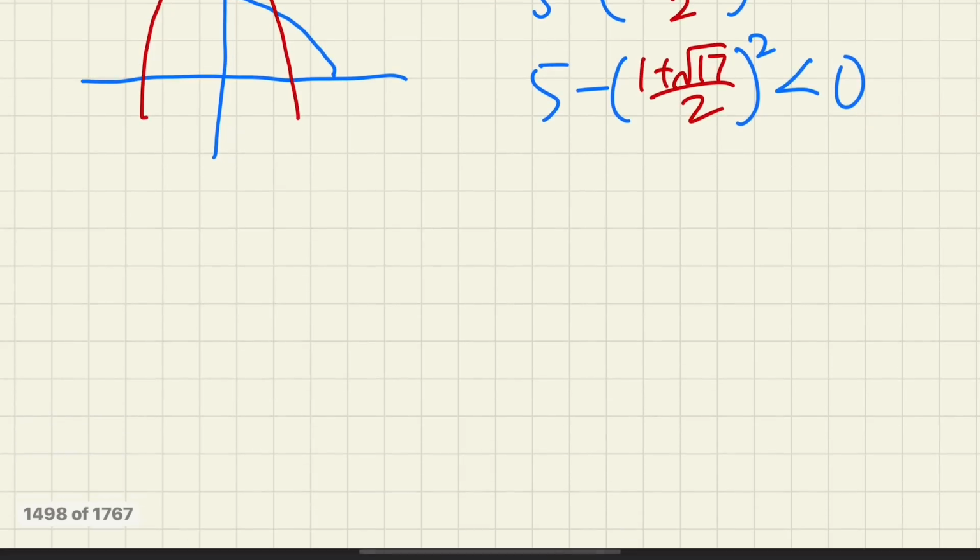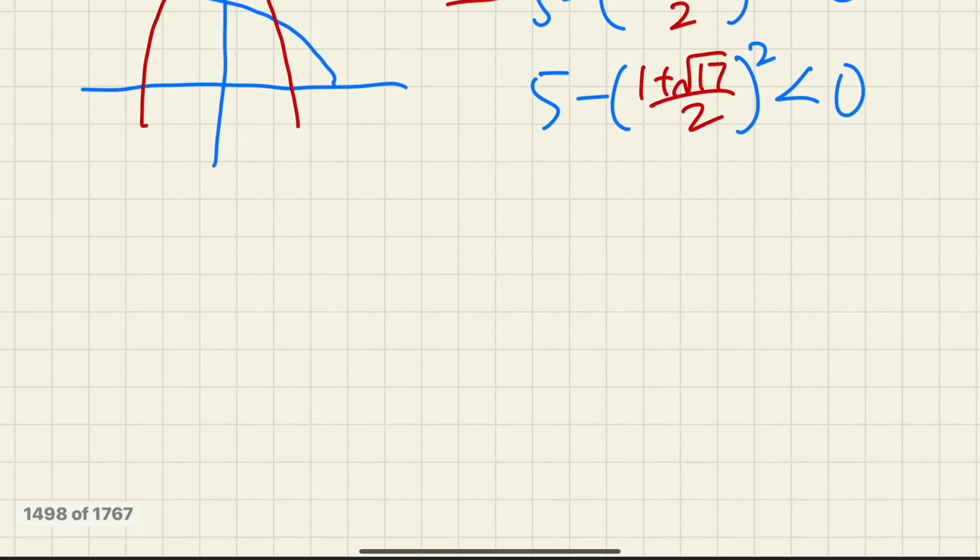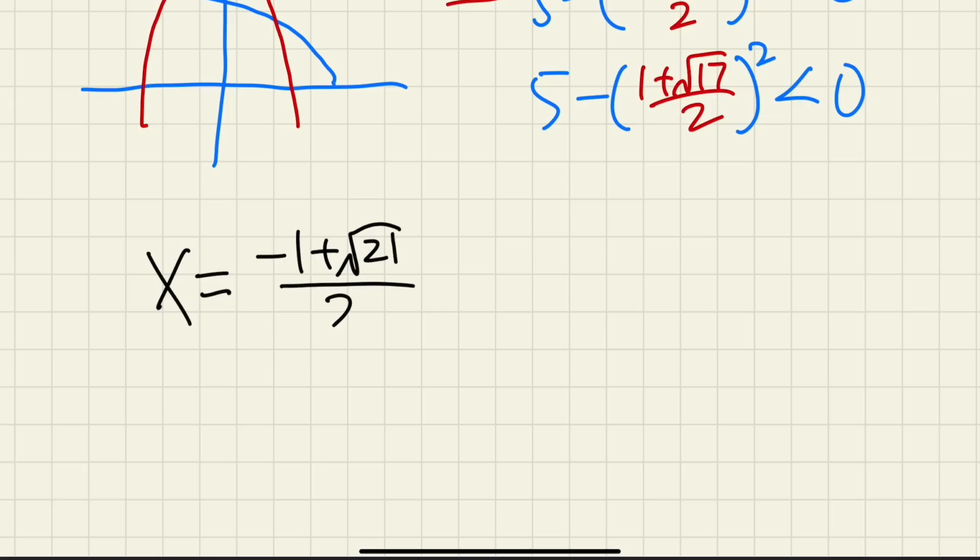So, ladies and gentlemen, finally our answers are x equals negative 1 plus square root of 21 over 2, and the other one is 1 minus square root of 17 over 2. And that is it.